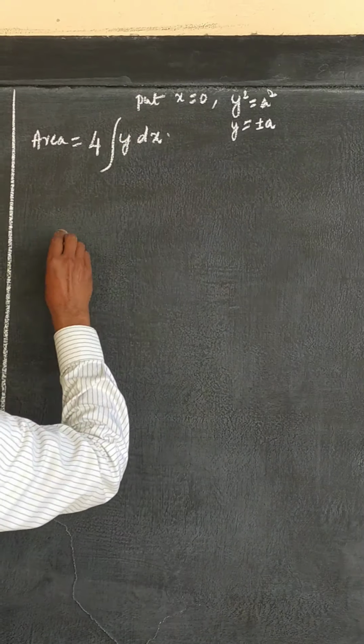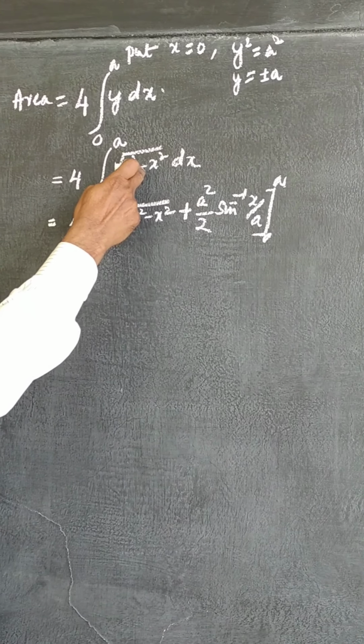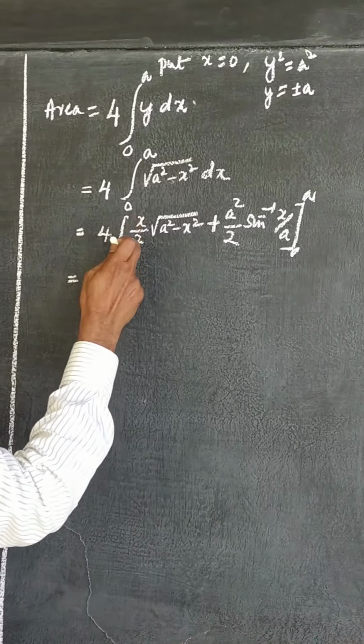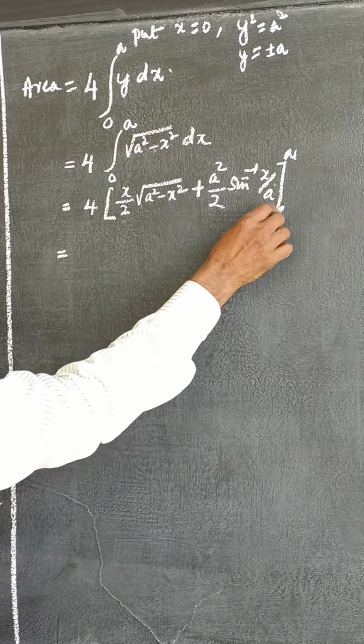The formula for this is 4 into integral root of a square minus x square, which is x by 2 root of a square minus x square plus a square by 2 sin inverse x by a, from 0 to a. This is the limit. Now substituting the upper limit.